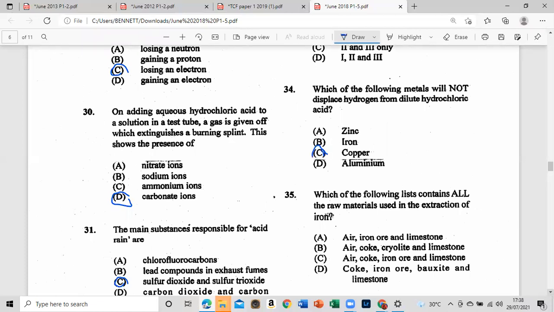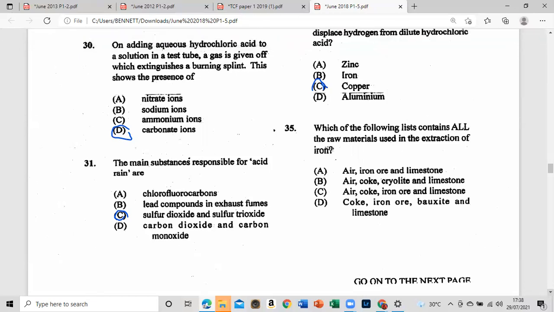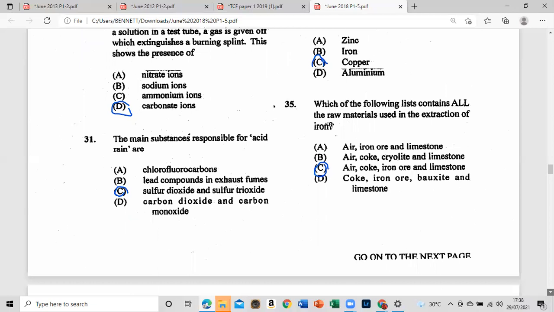35, which of the following lists contains all the raw materials used in extraction of iron? I'm not going to go through the entire list, guys. For 35, I'm just going to give you the answer. And that is C, air, coke, iron ore and limestone. Make sure you mix them. You're doing the exam, alright? All the best to you all.